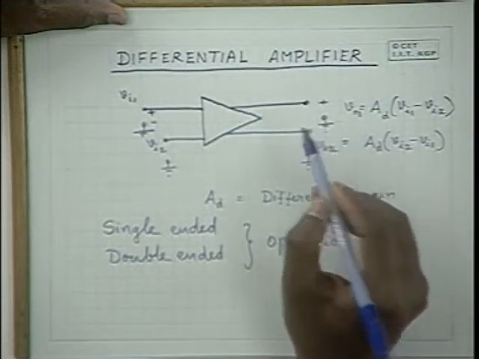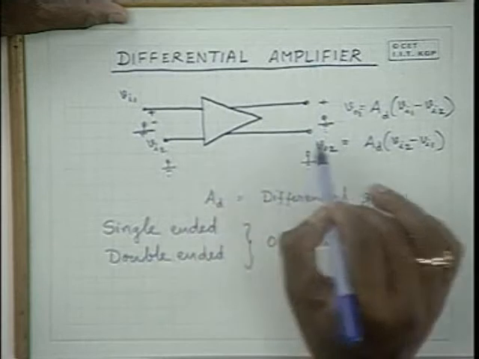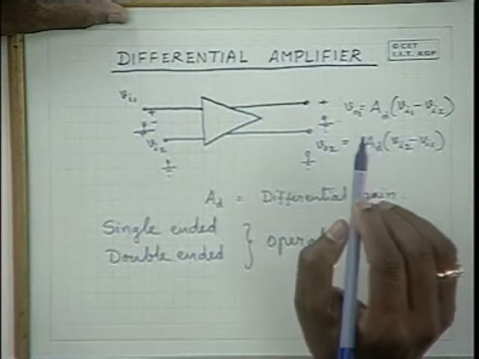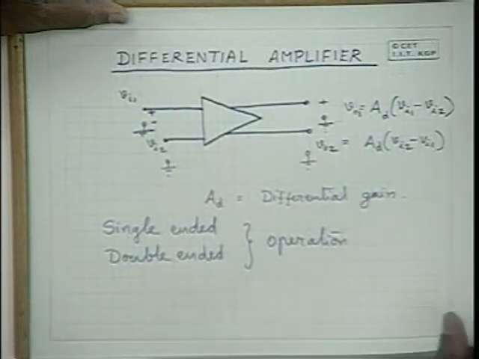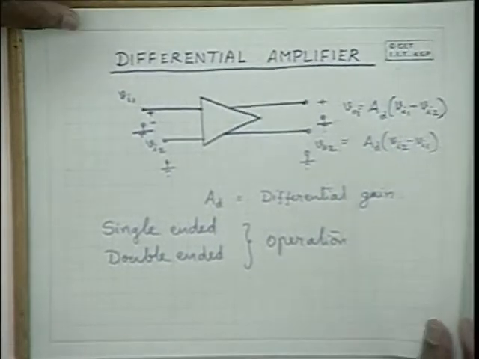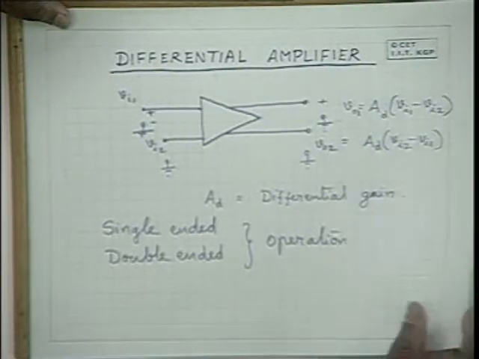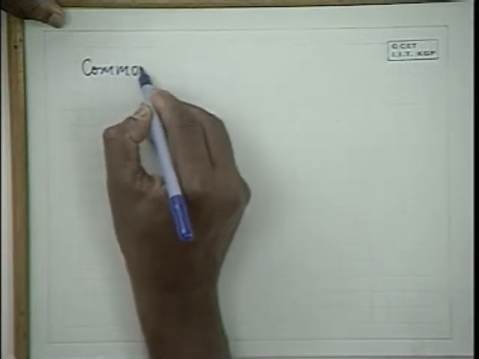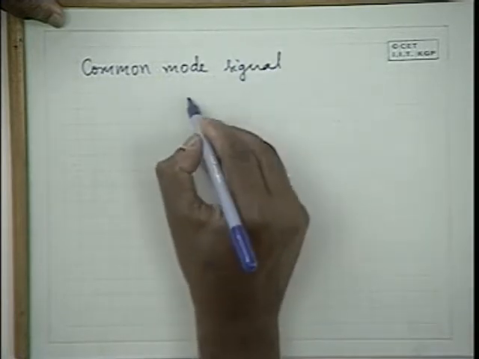So naturally, we want a differential amplifier to reject the common mode signal completely and only amplify the difference signal. But the common mode rejection is not very high, and some amount of common mode signal is present in the output. So before going into the details, let me define the common mode signal as the average of both the inputs.